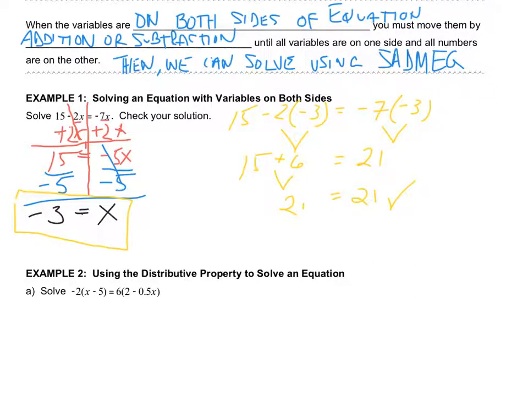The only other thing that typically we would like you to do is not leave it as negative 3 equals x, but to spin it around just to say x equals negative 3. Both of those answers are fine. Ideally, though, we'd like to see the variables solved on the left-hand side as our final answer. Now, moving on to the next one.